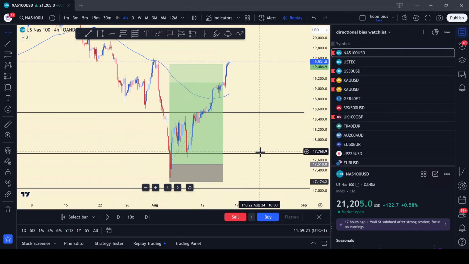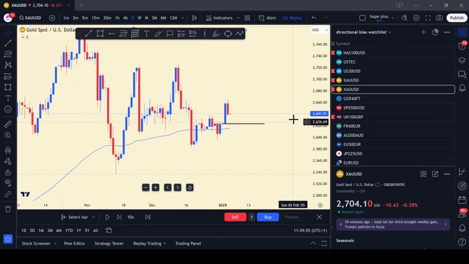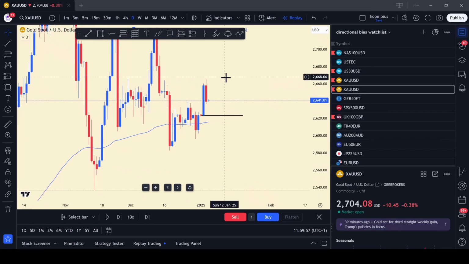So the next one I'm going to show you is on gold, which is on the daily time frame. When you are using the daily time frame, you use the 15 minutes. So this was one of the trades I called out to my audience. And how were we able to take this?